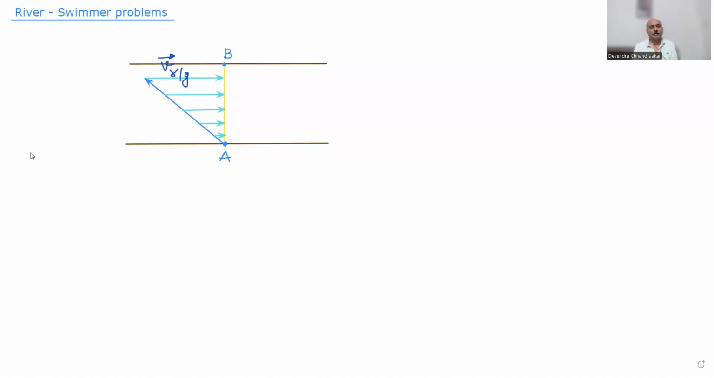listen carefully, don't write anything now, just understand. To a man standing on the ground, the swimmer seems to be moving along line AB. The swimmer is moving along line AB. So this is the velocity of the man with respect to ground, because this observer is observing this man moving along this line. Understood?